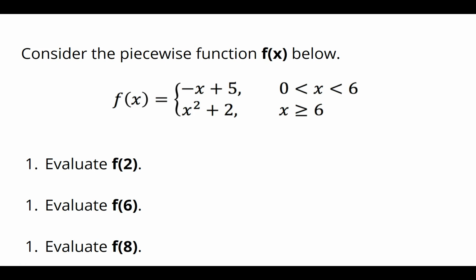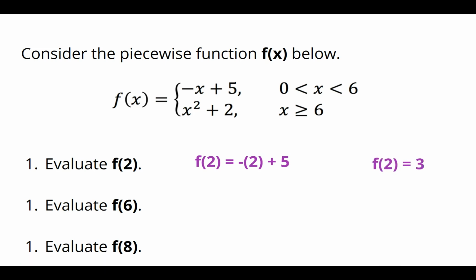F of 2. I have changed my x to a 2. Where does 2 live? Does he live on the line or does he live in the quadratic? Where is 2 going to fit? Is it between 0 and 6 or is it bigger than 6? It's on the line. It's between 0 and 6, right? So we know where 2 lives, so now put him in his house. That's the function you're going to plug it into. You're only going to plug it into one of them. He only follows the rules to live on the line. So we're going to plug it into negative x plus 5, so negative 2 plus 5, which gives us 3.